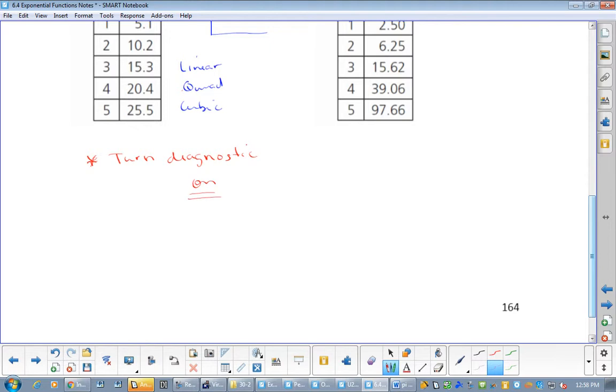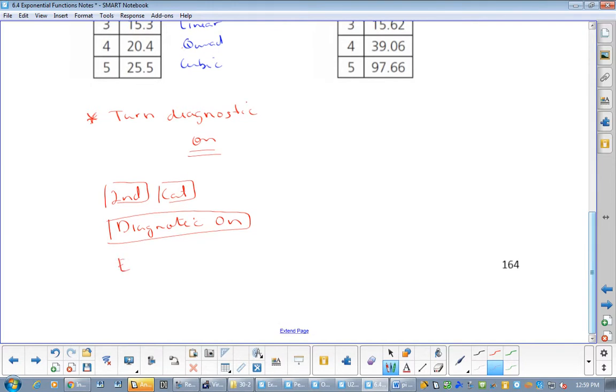Okay, now how did we do that? Do you remember? Second, catalog, right? And then diagnostic on. And make sure when you do diagnostic on, you have to do an enter after that, and it will say done. If you don't hit enter again, you'll see your R squareds don't show up again. Right?